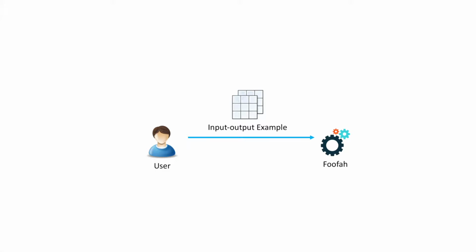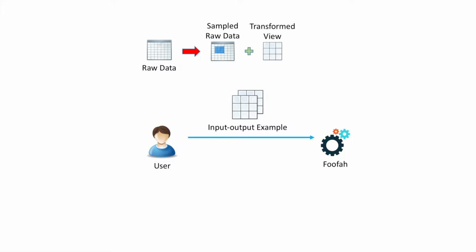The input-output example is comprised of a sampled raw data and the transformed view of this sample. Foofah will quickly synthesize a data transformation program matching the specified example. We now show you how to use Foofah to synthesize a data transformation program using a real example.